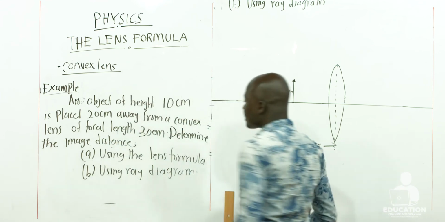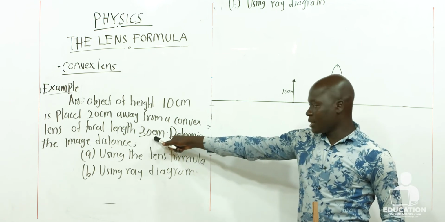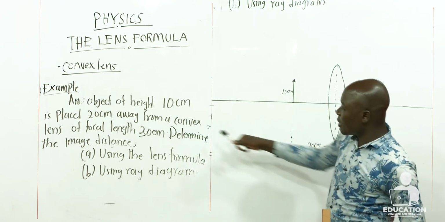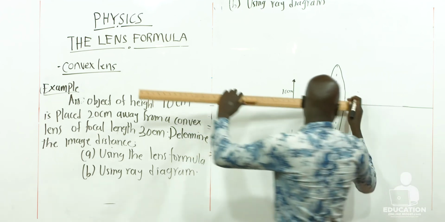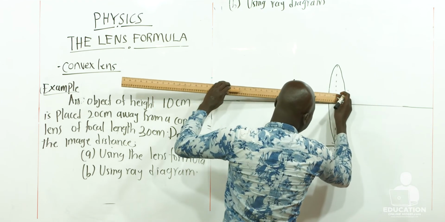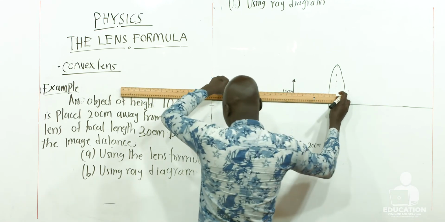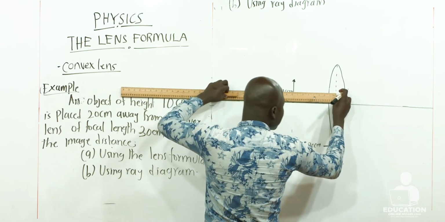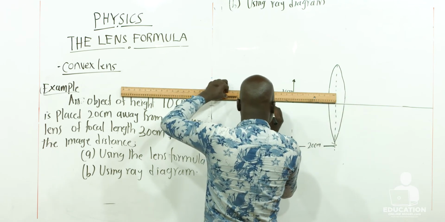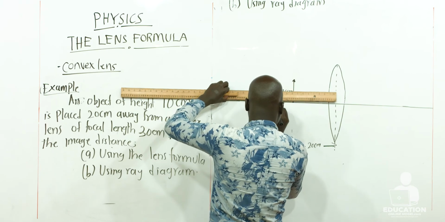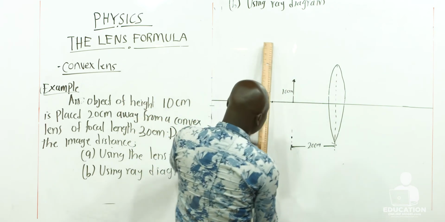Then the question again says the focal length of this lens is 30 centimeters. We're also going to measure 30 centimeters from the optical center. So this is the optical center. We measure the distance to be 30 centimeters. So this is 30 centimeters, which is the focal length.